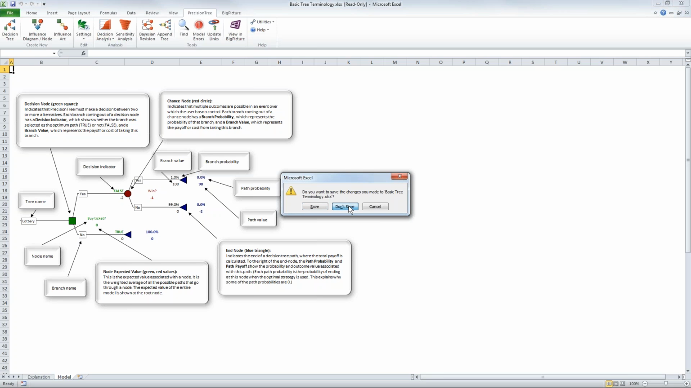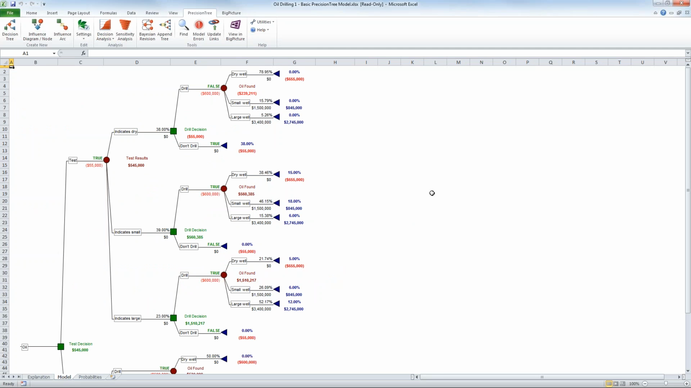And the end node is the blue triangle. I don't think I mentioned that. So we're going to go back here so we can see a bigger example than just a two-tier lottery example. In this example, which is also part of the files that automatically download when you install PrecisionTree, this example demonstrates the use of PrecisionTree to analyze that multi-stage decision process.